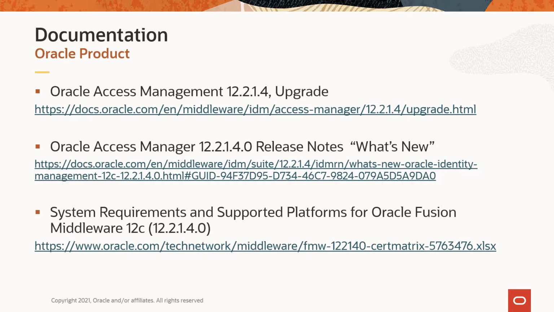The most common steps assume that OAM and WebLogic are the only Oracle products in the Oracle Home and Domain Home. If you want to know about the new features in this version, use the Oracle Access Management 12.2.1.4.0 release notes, What's New in Oracle Access Management. Another document that will get a lot of use is the 12.2.1.4 certification matrix. All these resources are available at the links provided in this slide and will be listed again at the end of this presentation.